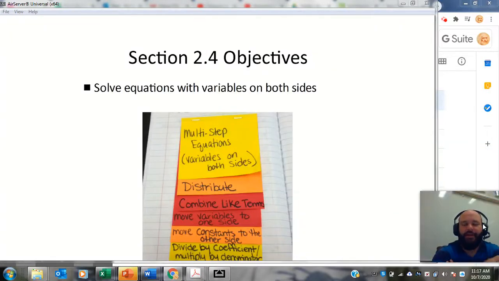Okay, good morning, everybody. Today we are moving into a new section, which is Chapter 2, Section 4. We are going to continue to talk about solving equations, more specifically multi-step equations. Up until now, all of the equations that you guys have worked on only had variables on one side of the equation. So in this section, we're going to discuss what to do when there are variables on both sides of the equation and how to go about solving those.